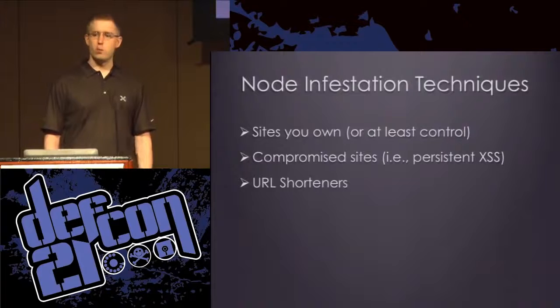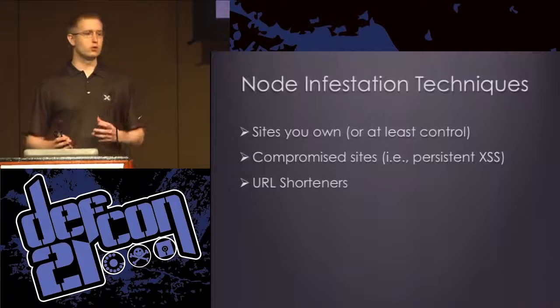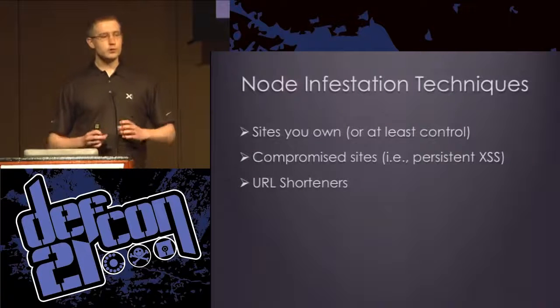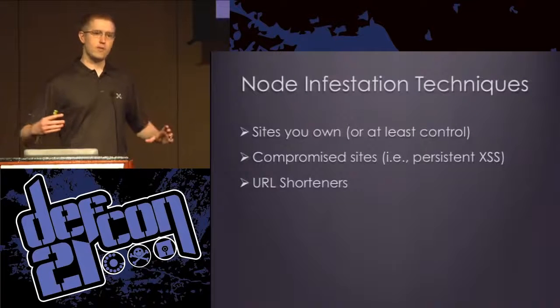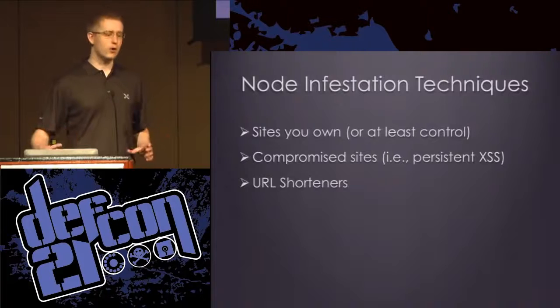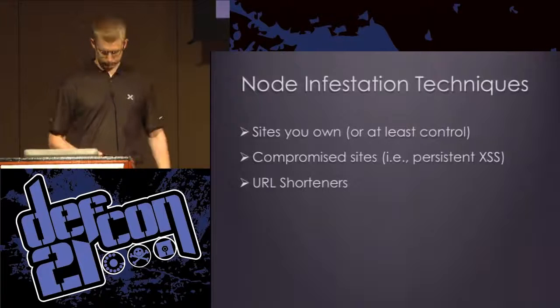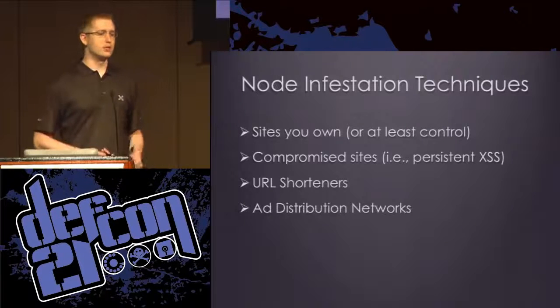URL shorteners are a fun one. Normally, you have a URL shortener that simply redirects to the target, but what if we simply load a full screen iframe showing the intended URL, and in the background we have a second iframe that is running our botnet code? You can use ad distribution networks.